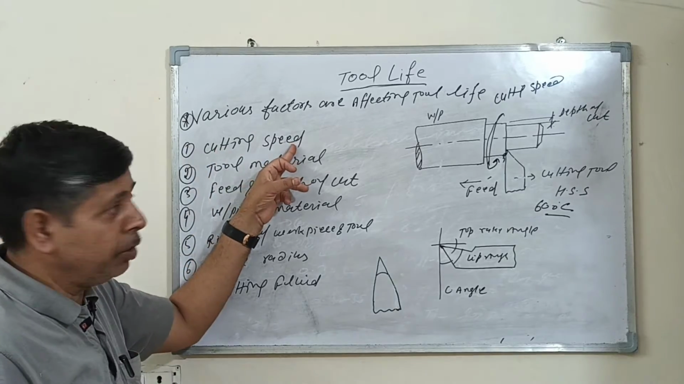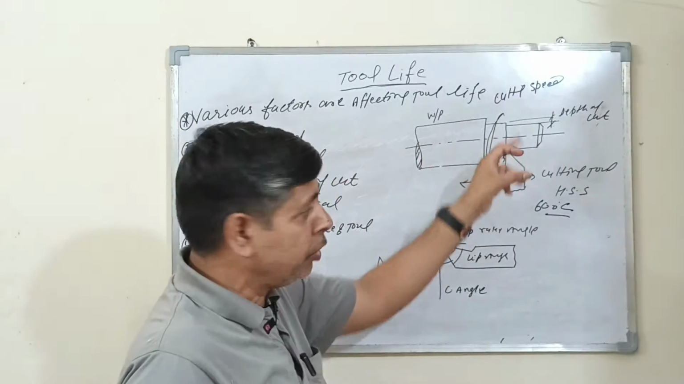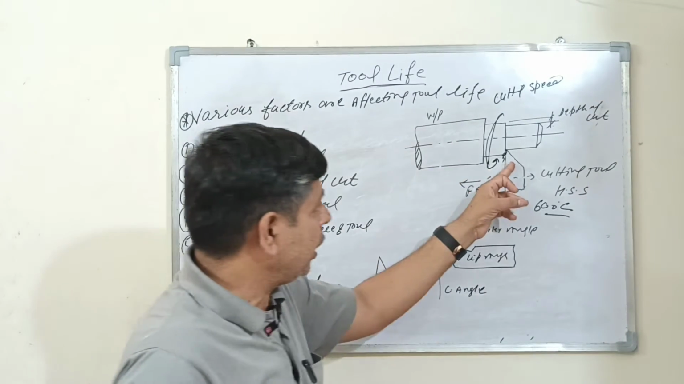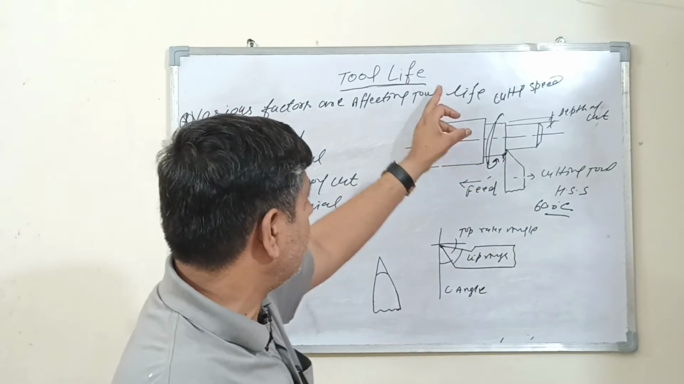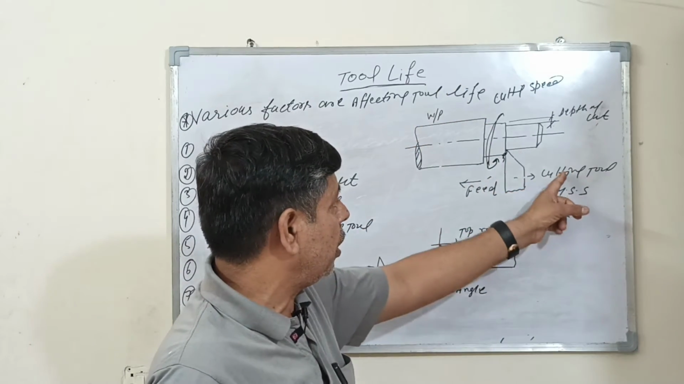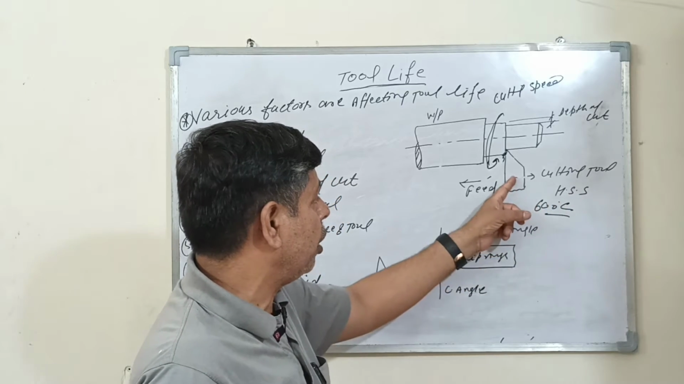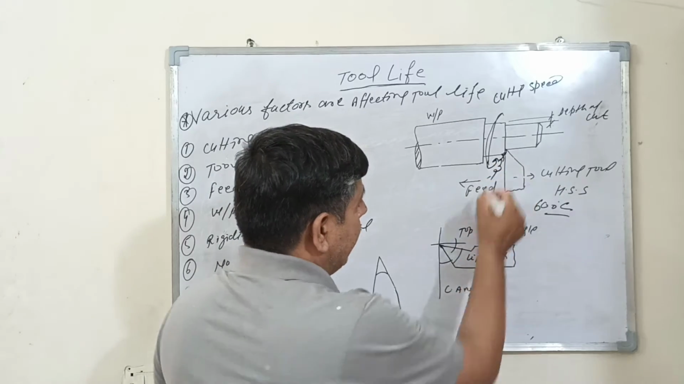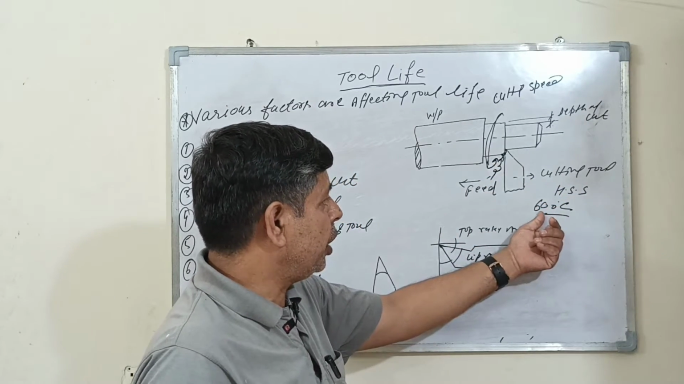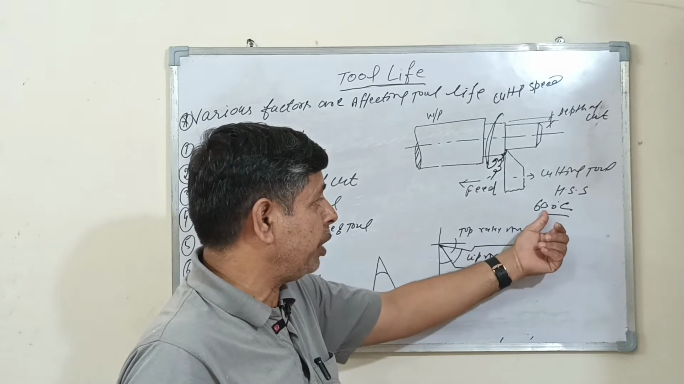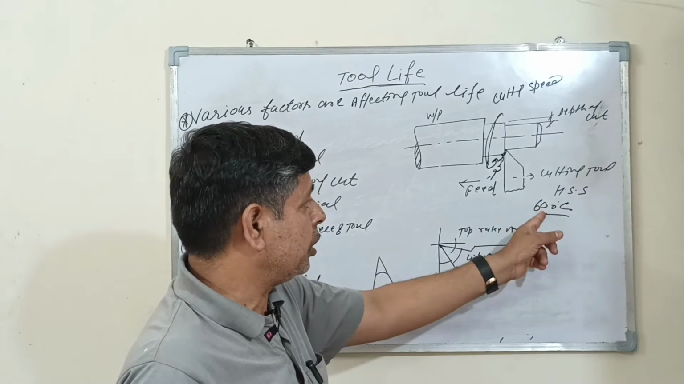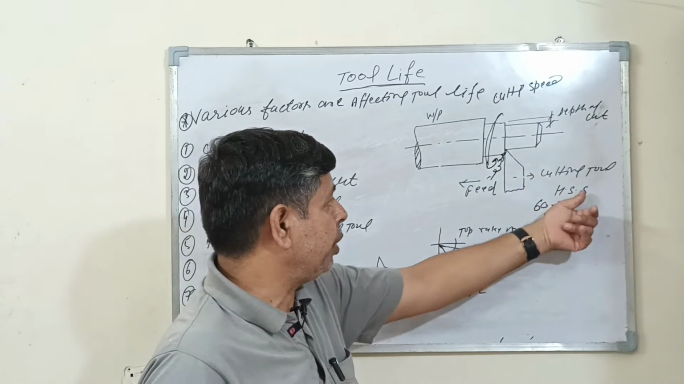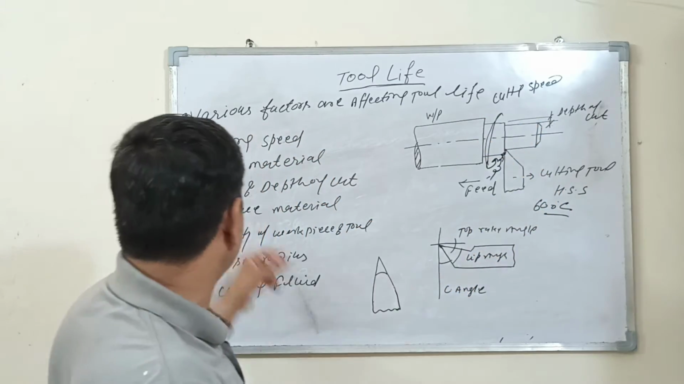Number one is cutting speed. When the cutting speed increases, the tool life decreases. Number two is tool material. Tool material plays a very important role in maintaining the tool life. High speed steel tools are used to remove metal from the workpiece in the form of chips. The high speed steel tool withstands a temperature of 600 degrees Celsius, which means it does not lose its hardness at this temperature. So high speed steel tools are used for different types of operations.